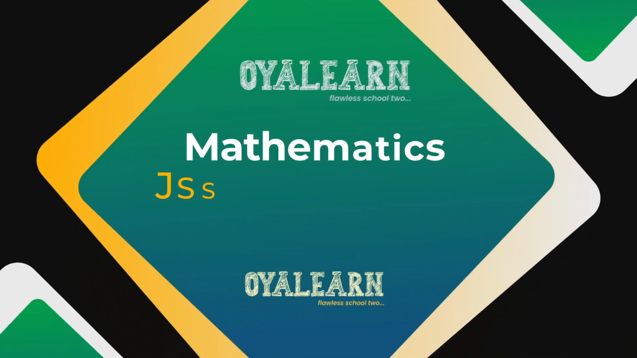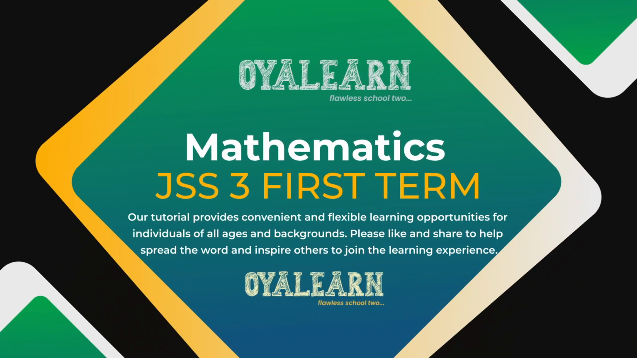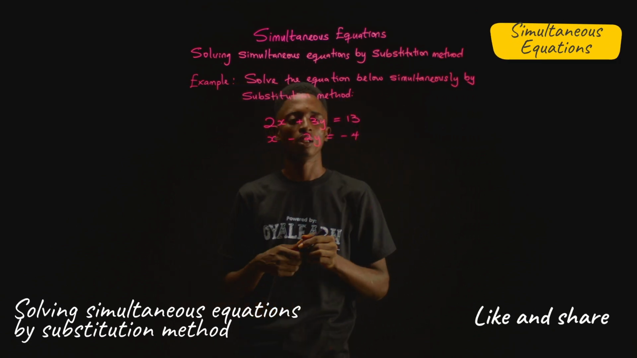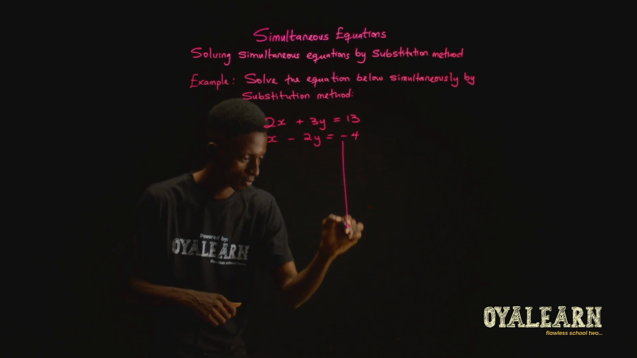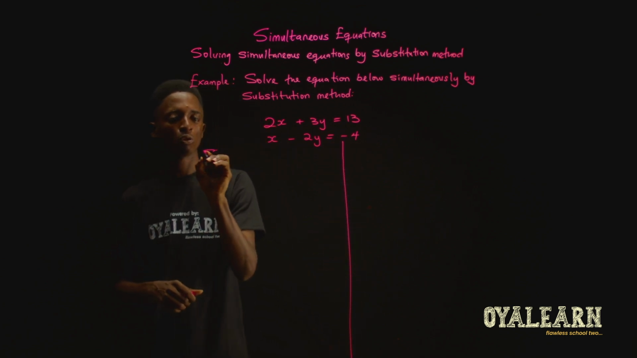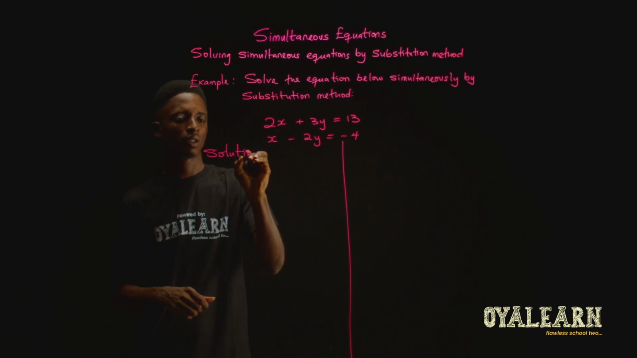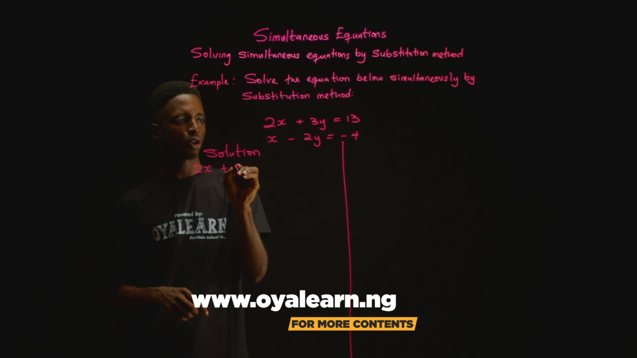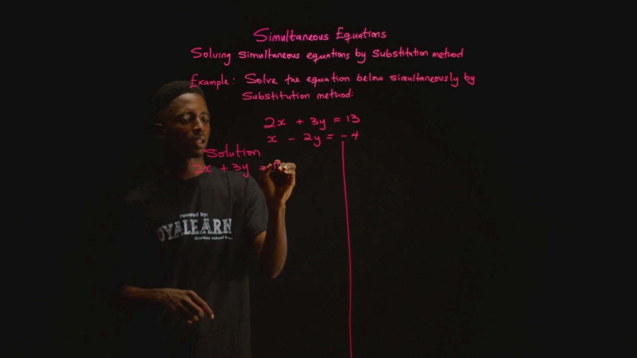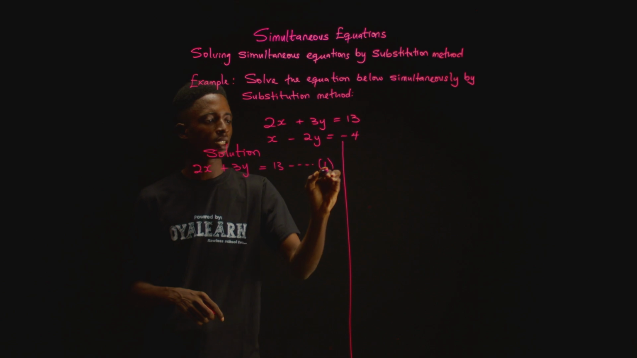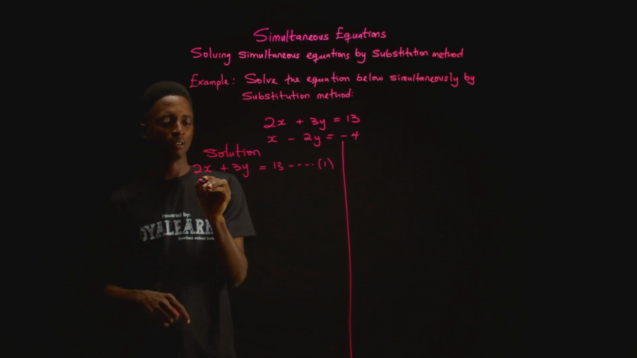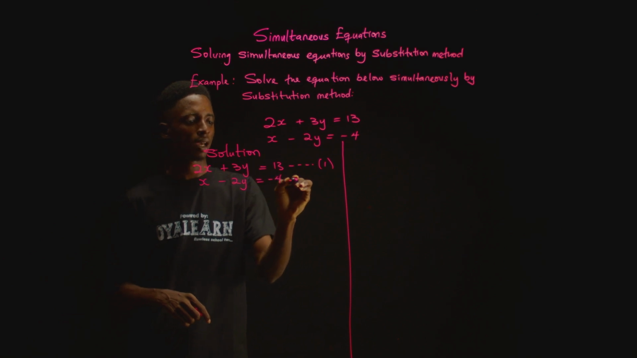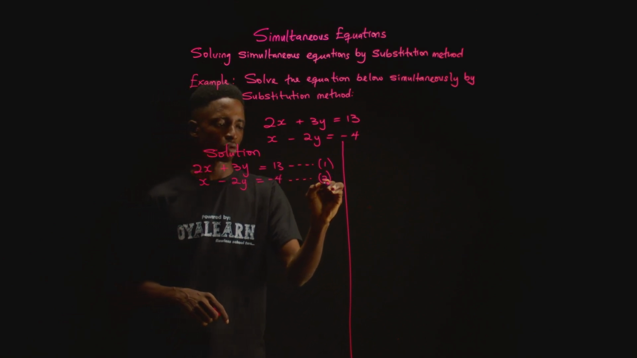Now here's another example, and we have to solve the equation below simultaneously by substitution method. Solution. Let's write out the equations. So we have 2x plus 3y equals 13, and this is our equation 1. And then we have x minus 2y equals minus 4, and this is our equation 2.